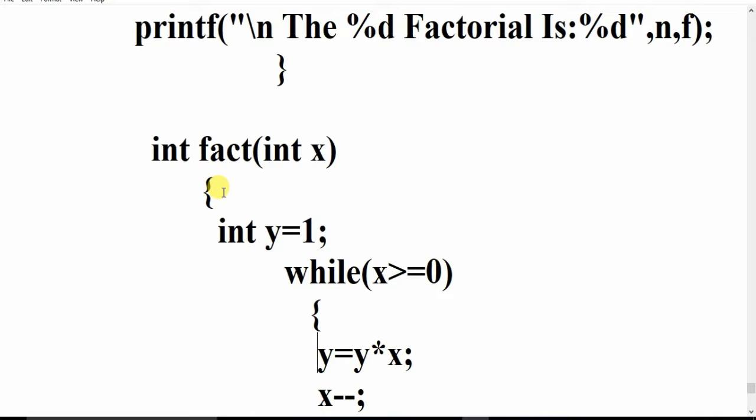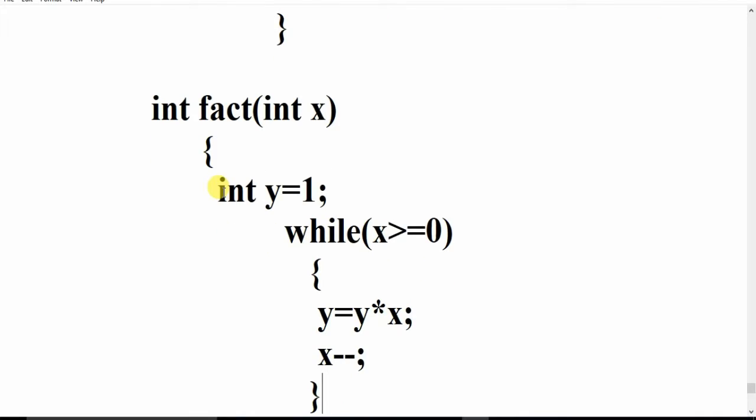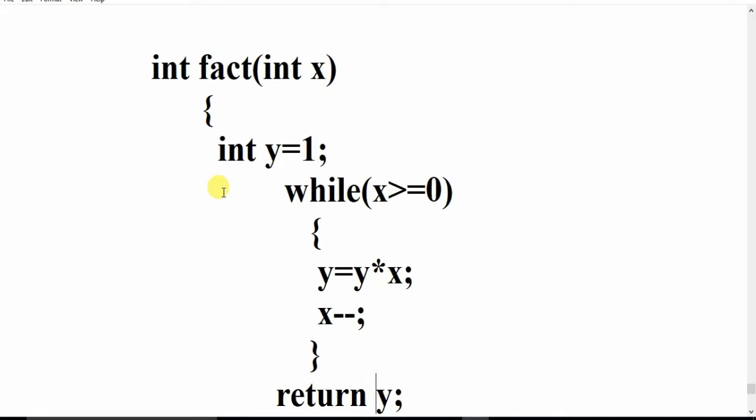3 greater than 0, y is 20, 20 times 3 is 60. x minus minus gives 2, 2 greater than 0, y is 60, 60 into 2 is 120. x minus minus gives 1, 1 greater than 0, y equals 120 times 1, that is 120. x minus minus gives 0. 0 greater than 0, the condition is false, so we come out of the loop. After coming out of the loop, the value of y is 120.